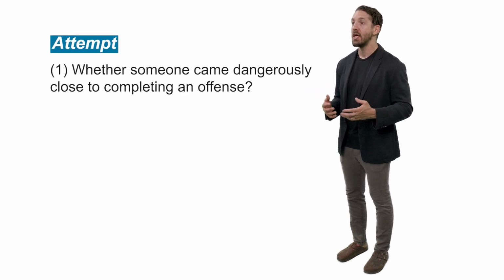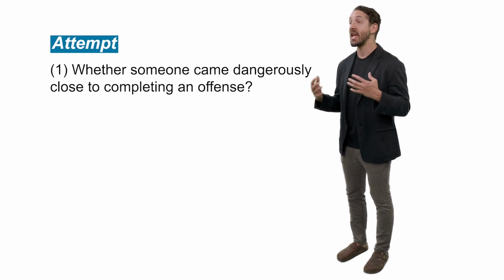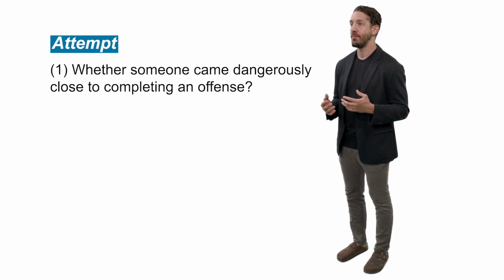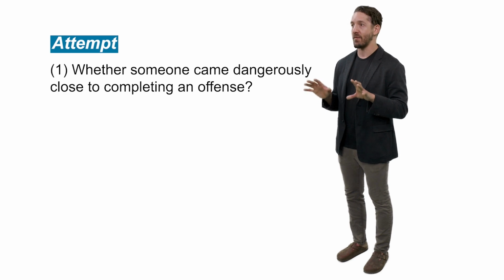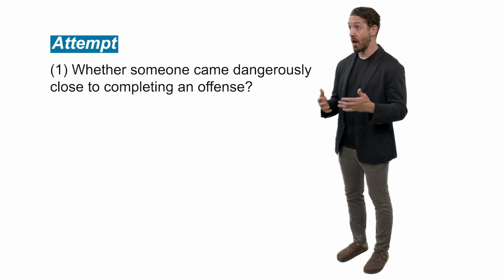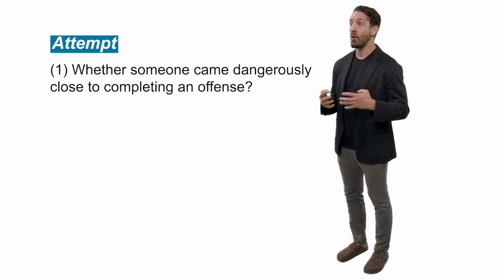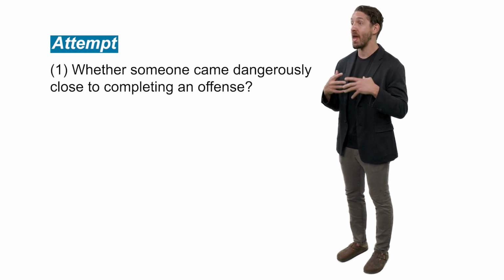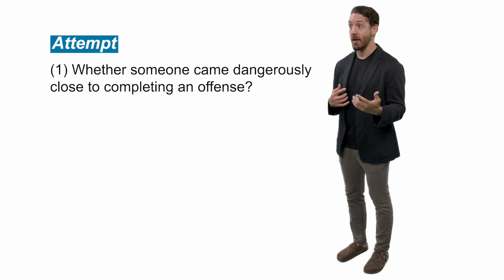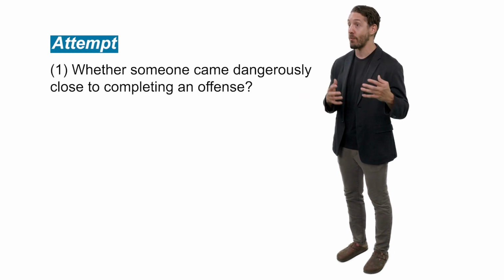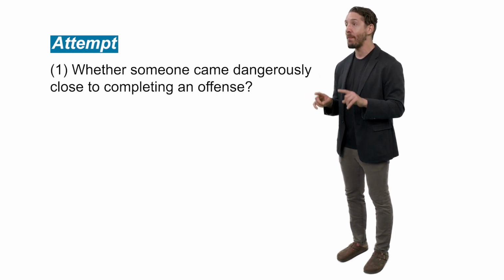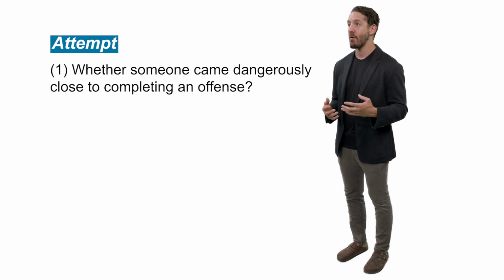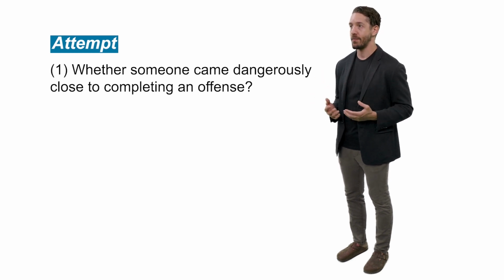As I've already mentioned, one way to understand attempt is in terms of whether someone came dangerously close to completing an offense. On this narrow understanding of the term, someone arrested with a gun and mask in the parking lot of a bank would have attempted to commit robbery. But someone who makes a definite plan to rob a bank and then is arrested only right after purchasing a gun and mask would not be sufficiently close to completing bank robbery to be found liable for an attempt.